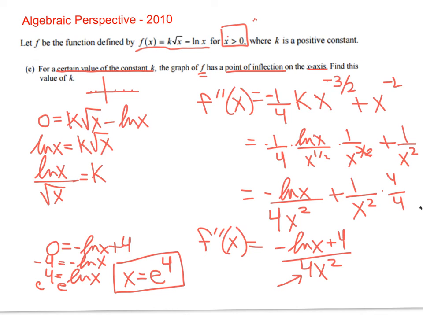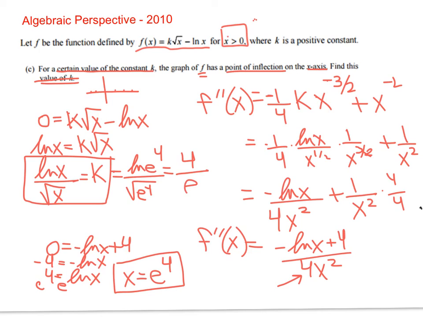But remember the original problem said find the value of k. So we know that k is the natural log of x over the square root of x. So the natural log of e to the 4th all over the square root of e to the 4th. Well, we know this is base e, so this would be a value of 4 over e squared. So k must have a value of 4 over e squared so that we have a point of inflection on the x-axis. I told you it'd be brutal, but that would be a 9 out of 9.